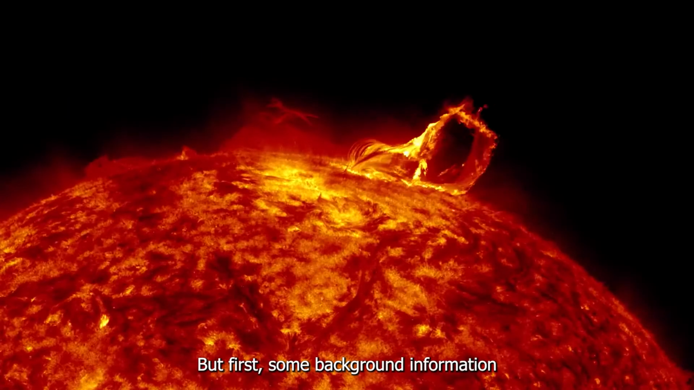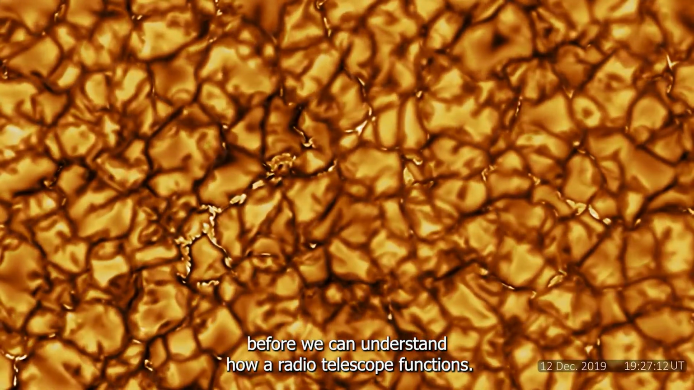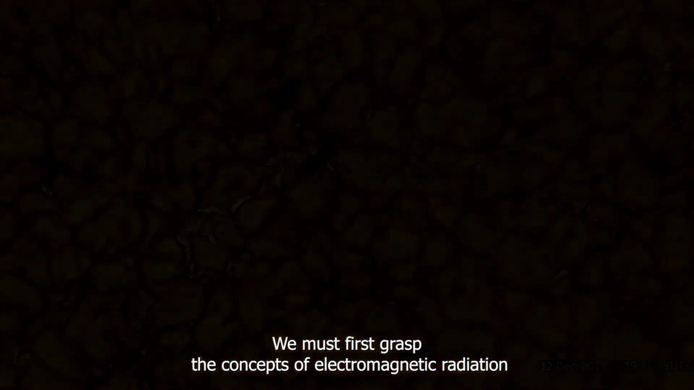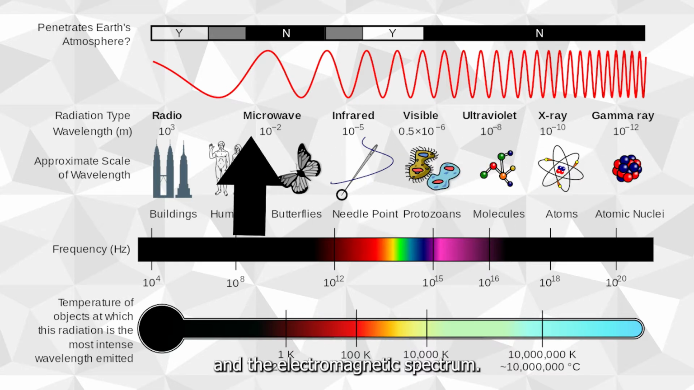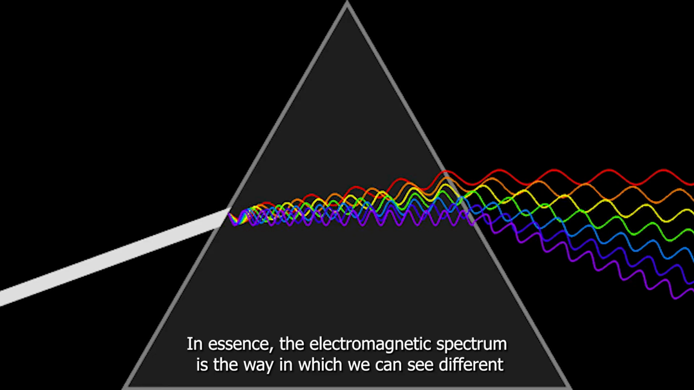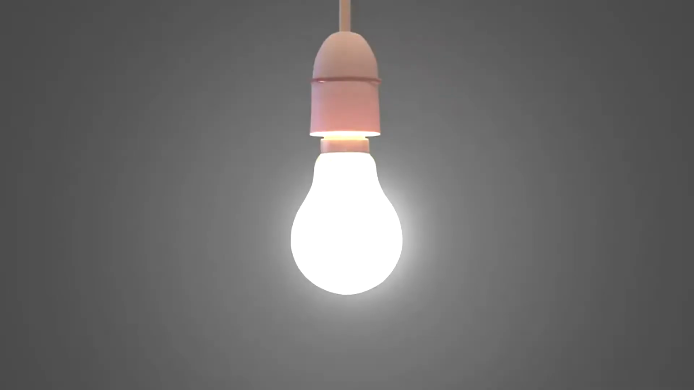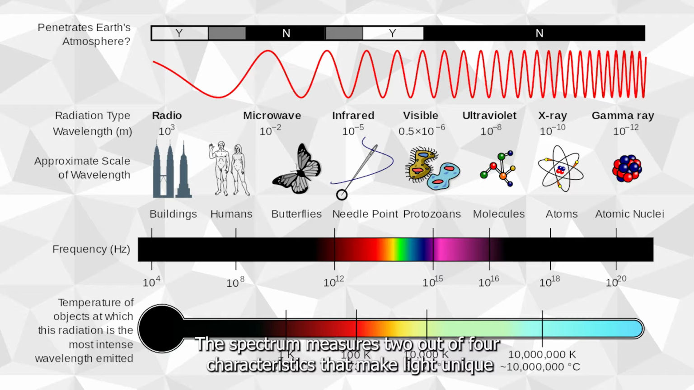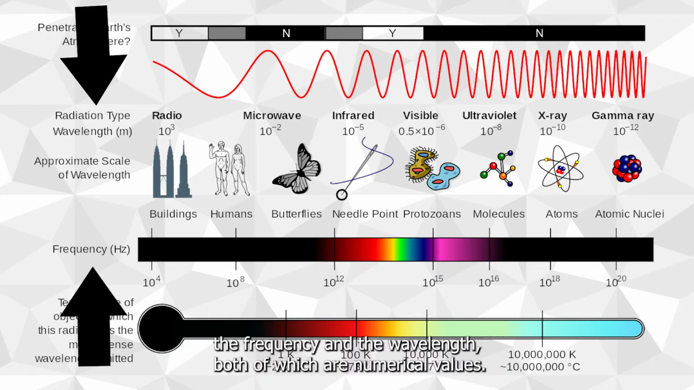But first, some background information. Before we can understand how a radio telescope functions, we must first grasp the concepts of electromagnetic radiation and the electromagnetic spectrum. In essence, the electromagnetic spectrum is the way in which we can see different types of electromagnetic radiation, also known as light. The spectrum measures two out of the four characteristics that make light unique: the frequency and the wavelength, both of which are numerical values.